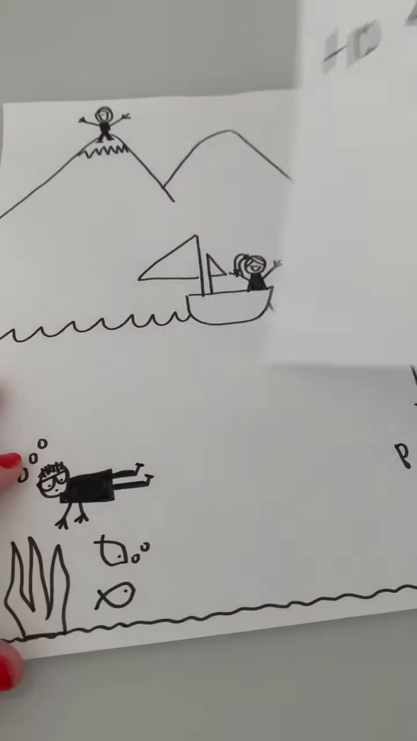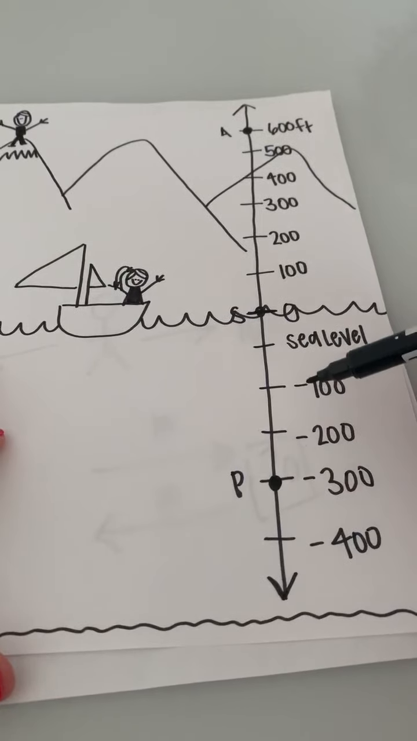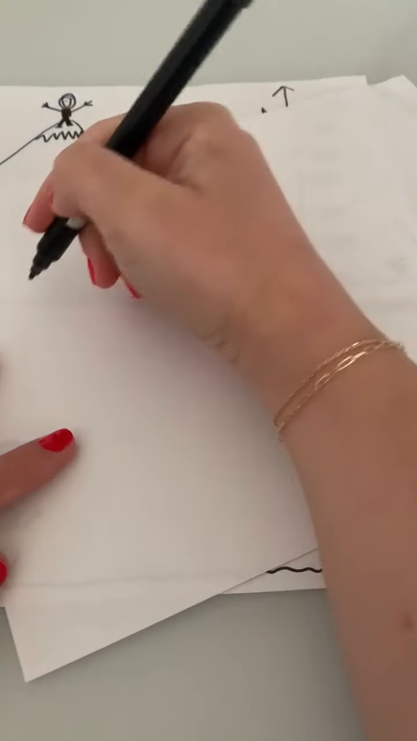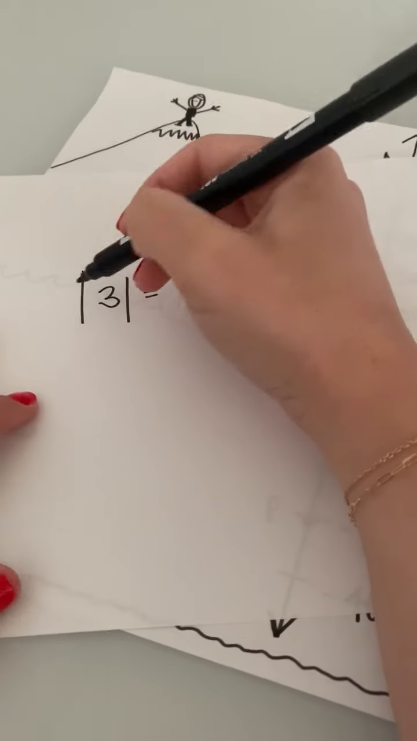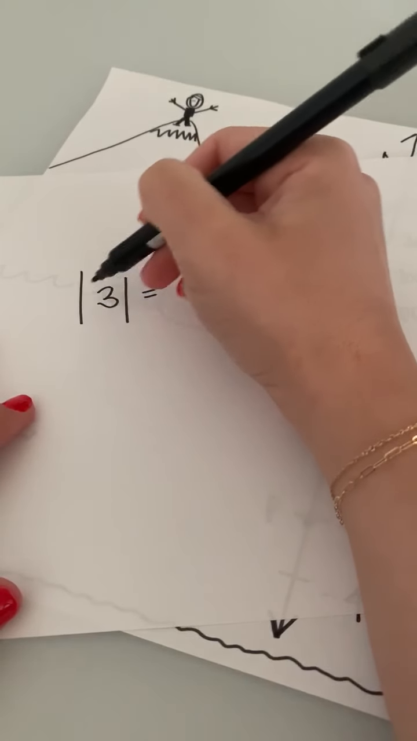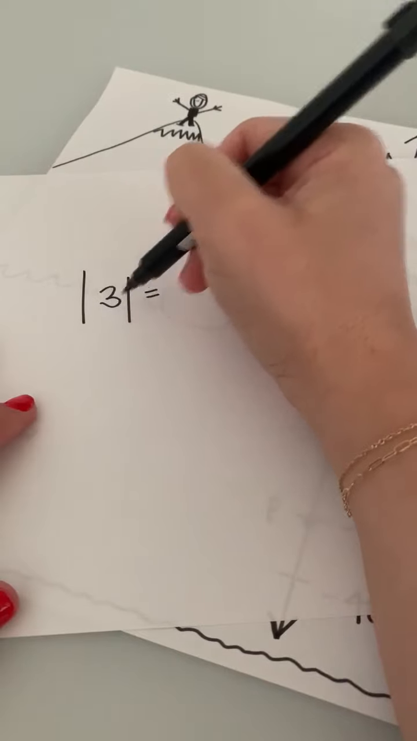We talk about absolute value, and basically what absolute value means is the distance away from 0. So it looks like this. This would be the absolute value of 3, for example. And what that means is this absolute value sign is asking how many units away from 0 is 3.